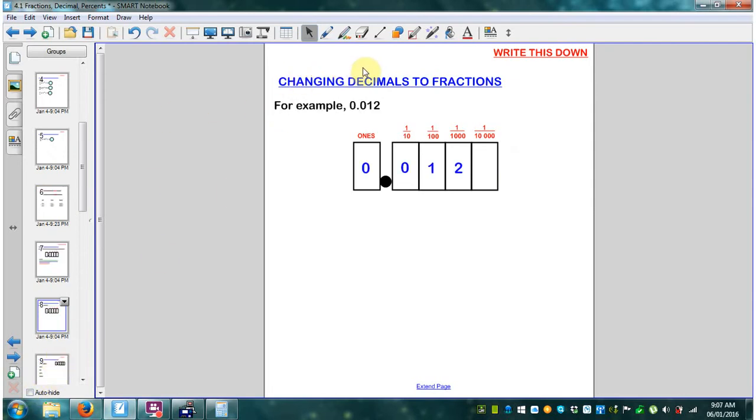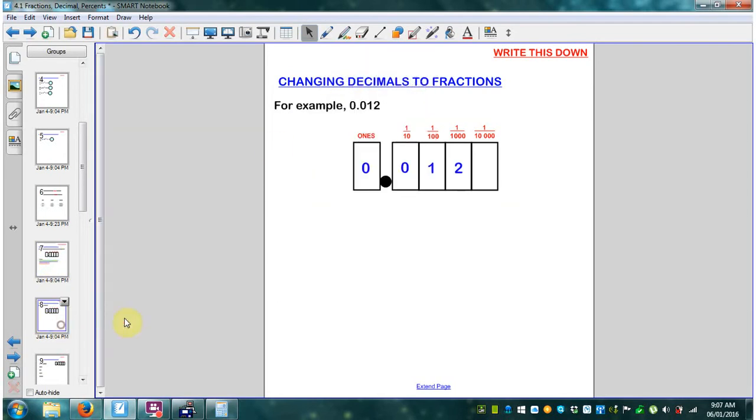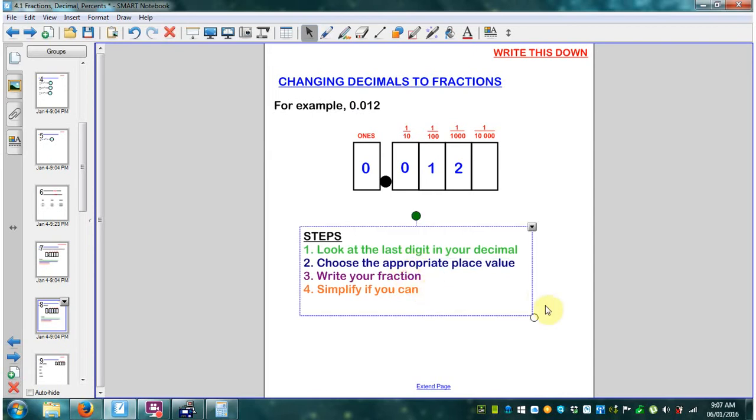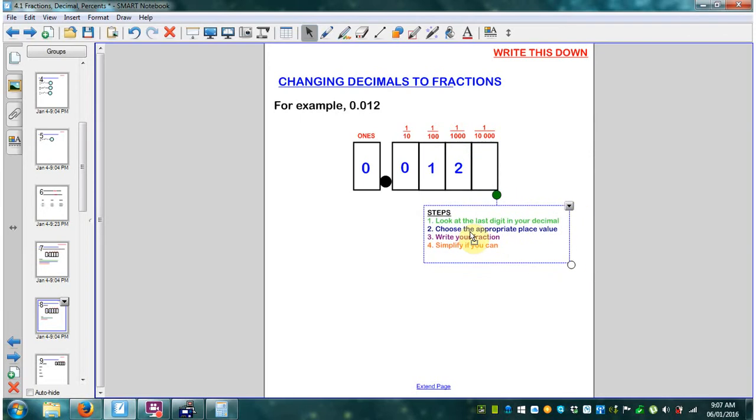Okay, so changing decimals to fractions, our first example, 0.012. I'm going to copy and paste my steps over here so you can see them and have them in your notes. Steps: look at the last digit in your decimal. Here's our last digit, and it is in the thousandths place, or 1 over 1,000 place. So we choose the appropriate place value, which is this one.